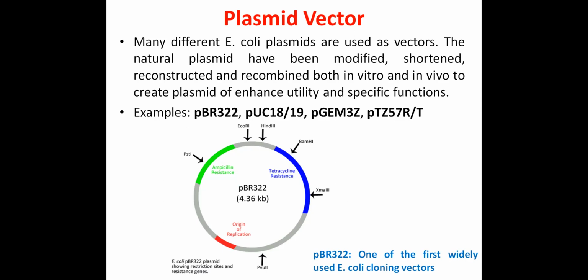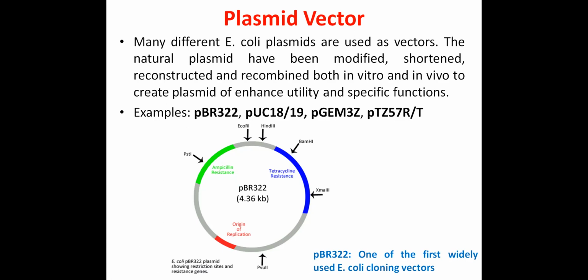This pBR322 is one of the first widely used E. coli cloning vectors. In pBR322, the p represents plasmid, B represents the name of the scientist Bolivar, and R represents the name of another scientist, Rodriguez. Bolivar and Rodriguez developed this plasmid in their lab. The 322 is a code which they have given to this plasmid. So p for plasmid, B for Bolivar, R for Rodriguez. This is pBR322, the first widely used E. coli cloning vector.